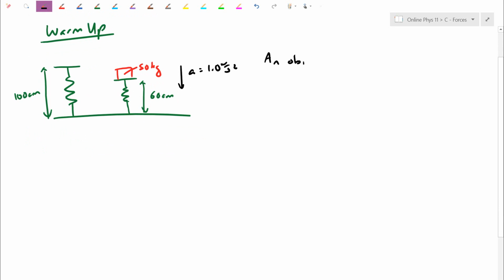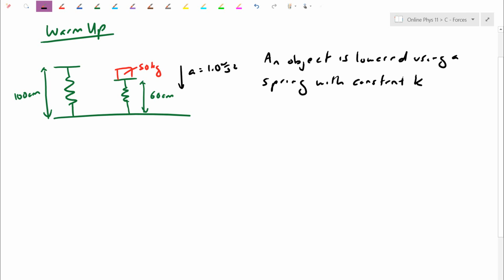We have an object is lowered using a spring with a constant k. So later on, one of our questions is going to ask you for k. The k unit will be newtons per meter, right? It talks about how much force is needed to stretch out that spring, or squeeze it, 1 meter beyond what it wants to do. And again, in the picture it says with an acceleration of 1.0 meter per second squared.